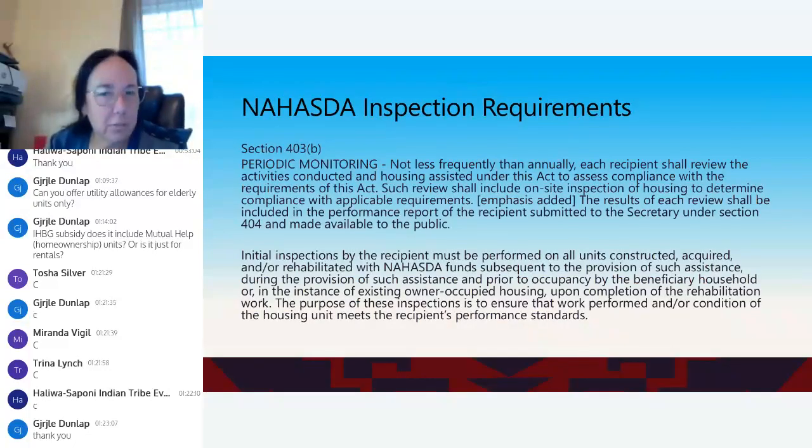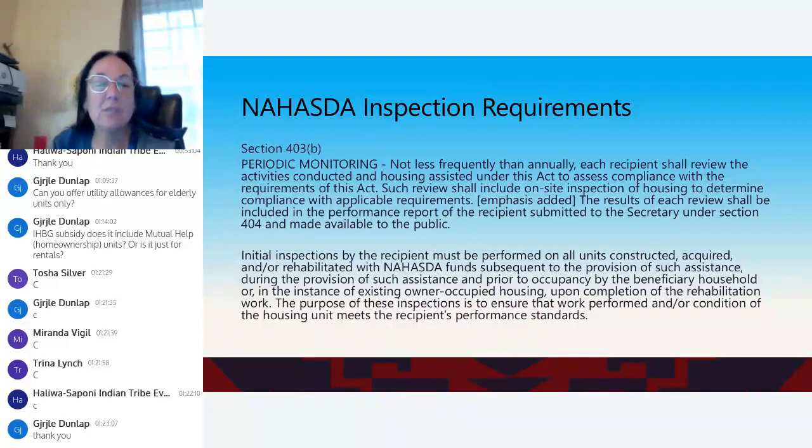The inspection requirements under the statute at 403: periodic monitoring not less frequently than annually. Each recipient shall review the activities conducted and housing assisted under the Act to assess compliance with the requirements of the Act. Such review shall include on-site inspection of housing to determine compliance with the applicable requirements. The results of each review shall be included in the performance report of the recipient submitted to the Secretary under 404 and made available to the public. So they're talking about your annual performance report.